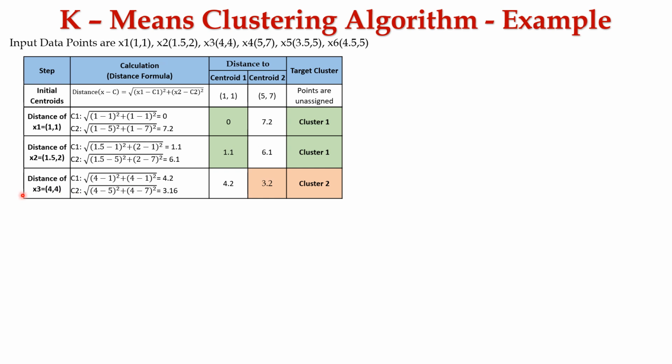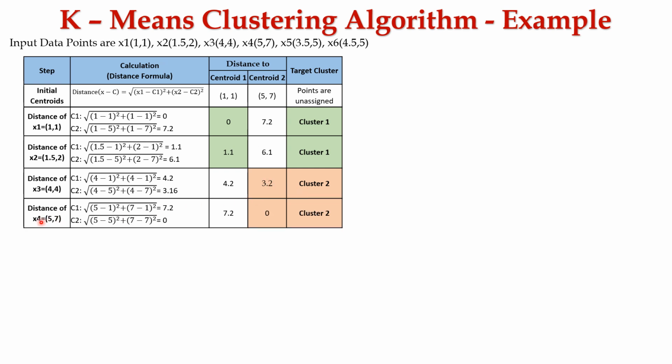In the next step, we have to consider the data point x3 and we have found the distance to centroid 1 and centroid 2 via C1 and C2. So the value was 4.2 for centroid 1 and 3.2 for centroid 2. So the minimum value is belonging to centroid 2. So the data point x3 is assigned to cluster 2.